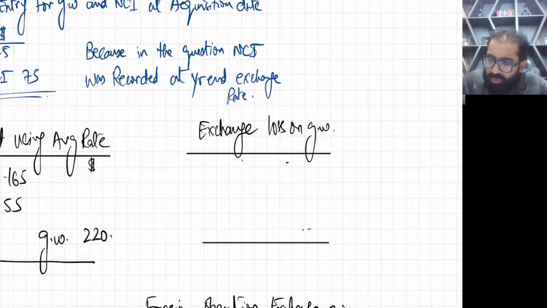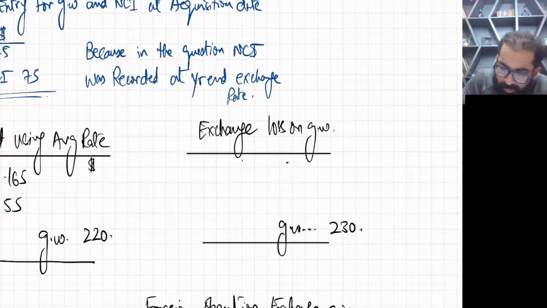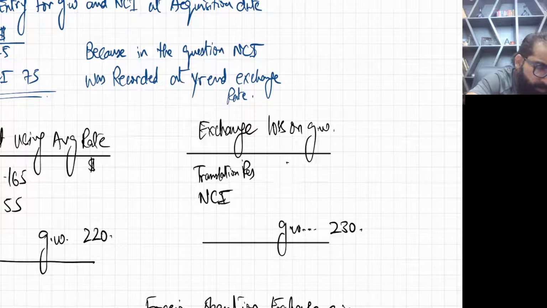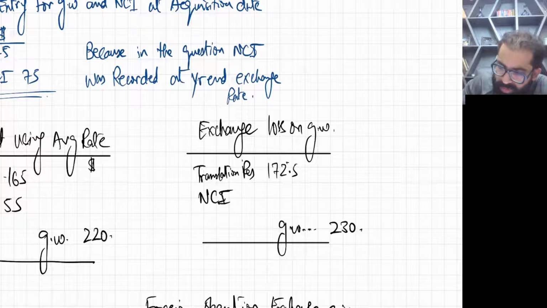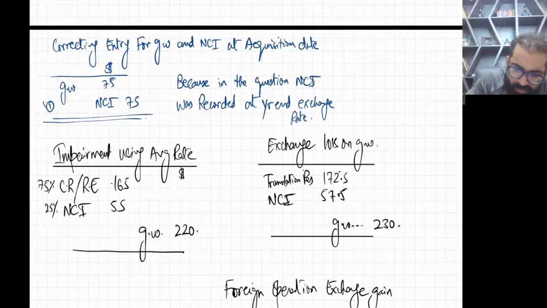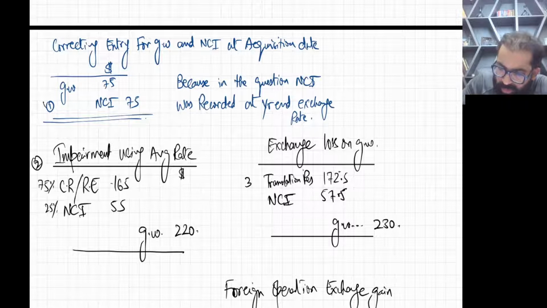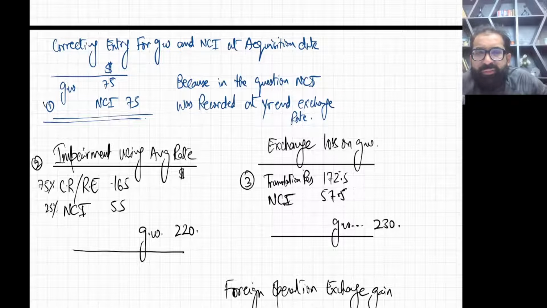Now come to the exchange loss on goodwill. Obviously goodwill is going down by 230, and one thing is translation reserve and the other thing is NCI, again 75-25. 172.5 minus 230, it's going to be 57.5. Okay, so I made these. This is entry number 2, this is entry number 3. These 3 entries I have made, and these are very important.